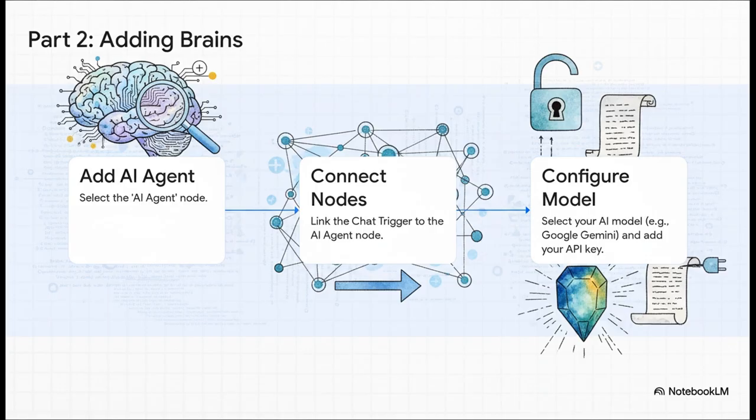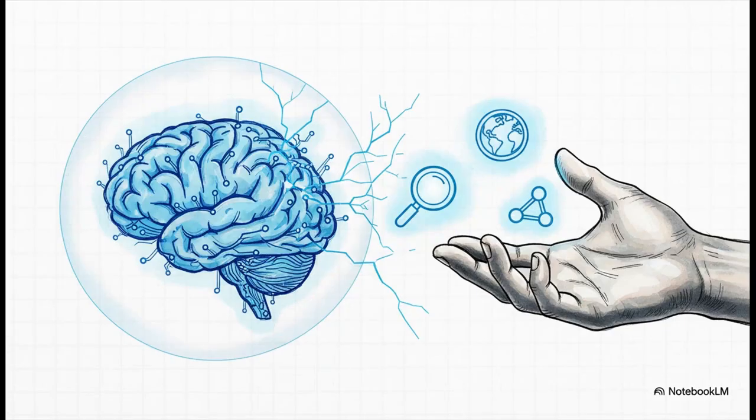Finally, in the agent settings, you'll pick your AI model, let's say Google Gemini, and you'll paste in your API key. This is the step that officially makes our agent intelligent. You know, an AI model on its own is incredibly smart, but it's kind of like a brain in a jar. It can't interact with the outside world.